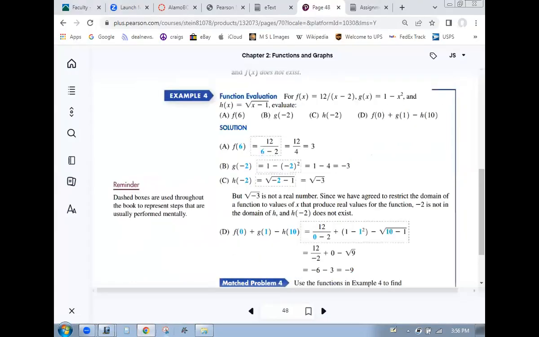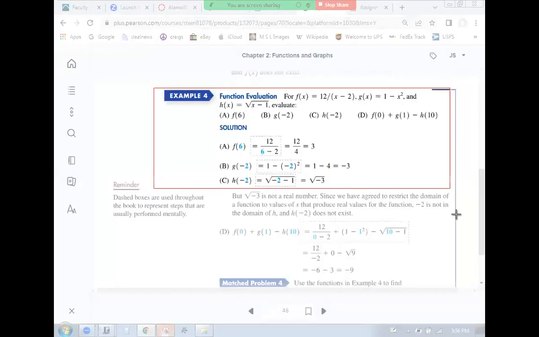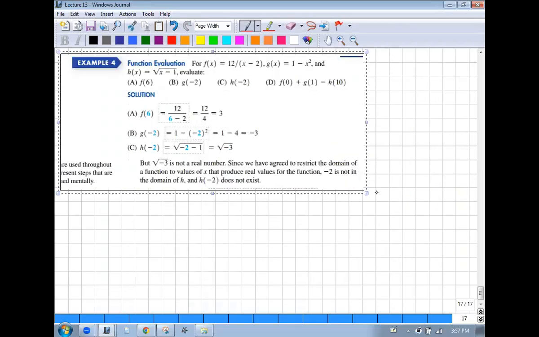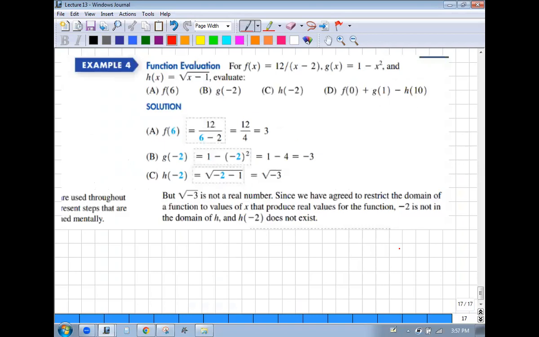All right, what do they want us to do? Function evaluation. When they say evaluate, they just mean plug a number in and see what comes back. So like f of 6, just replacing x with 6. That's what the word evaluation means. Y'all know what that means, right? F of 6 is not f times 6. We're just replacing x with 6 here.